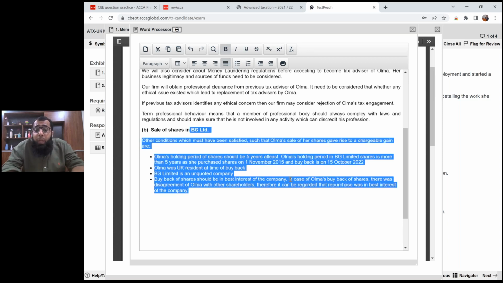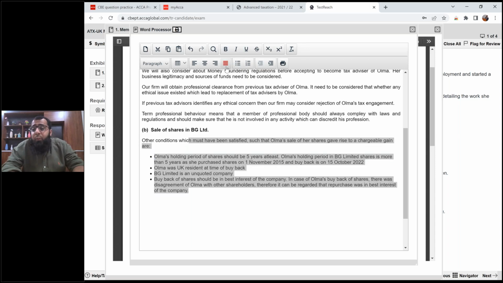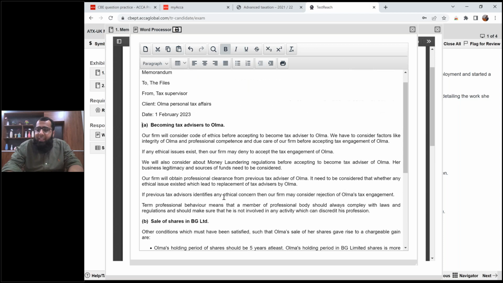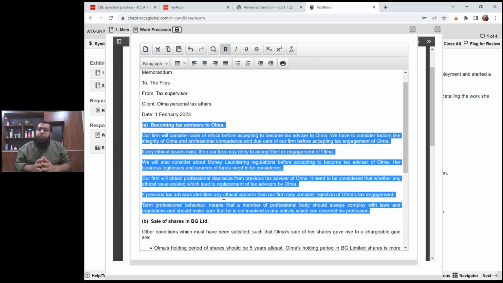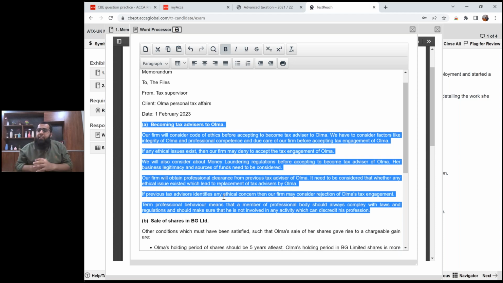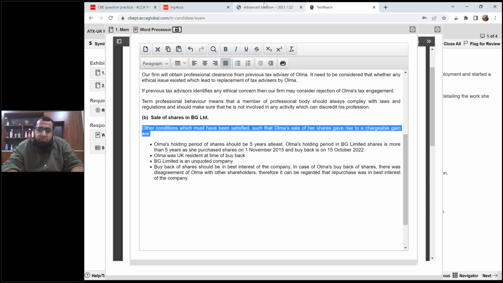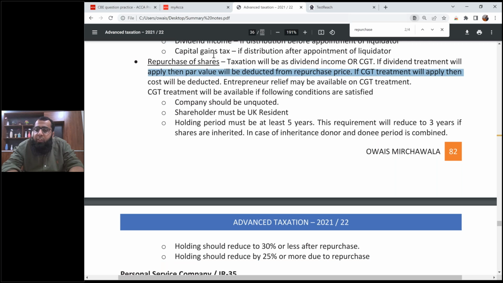See, while I developed the answer, believe me, it is so easy. Any student can say, sir, it is difficult. Any student. The first 5 marks, I would say, were just a piece of cake. The points which you should consider before accepting to become a tax advisor. Then part B, sale of shares in BG Limited. He asked what are the other conditions which must be satisfied. So you have read it here, the repurchase of shares.